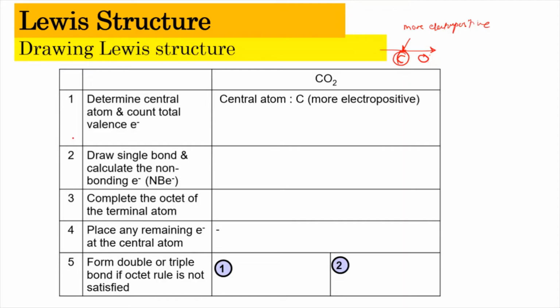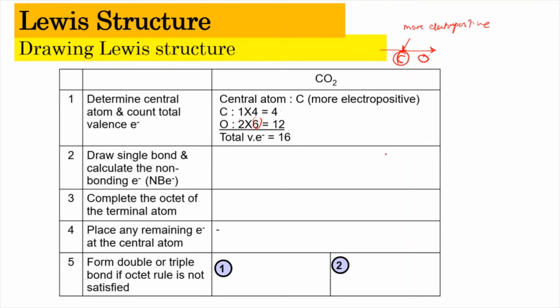And then we need to count the total number of valence electrons. So we have carbon, which is in group 4, and then oxygen, which is in group 16. So it has 6 valence electrons, and then it has 2, so we multiply by 2. So the total number of valence electrons that we have is 4 plus 12, going to be 16 altogether. And then the 16 valence electrons here will be used in order to make a bonding.